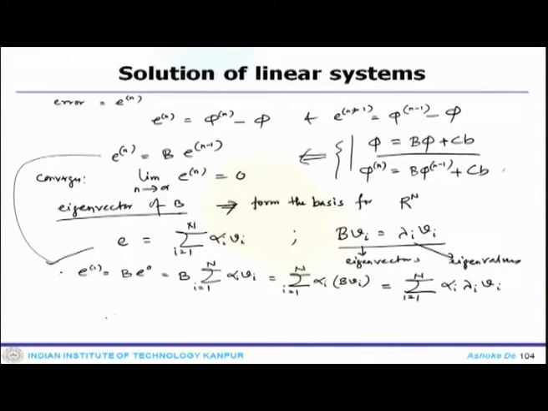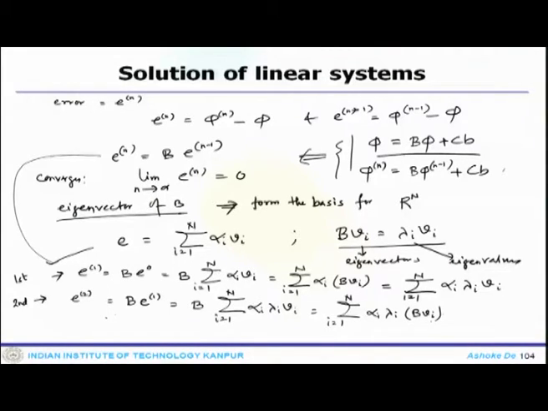Now this is for the first iteration. So for the second iteration, the error is E2, which is B E1, equals B times the summation of i equals 1 to n of alpha i lambda i b i, which equals the summation of i equals 1 to n of alpha i lambda i times lambda i b small vi, which is the summation of i equals 1 to n of alpha i lambda i square bi.